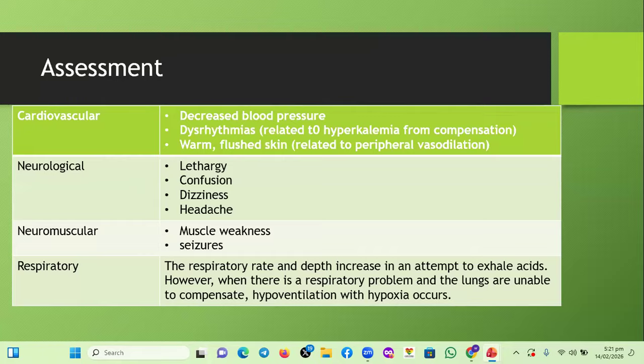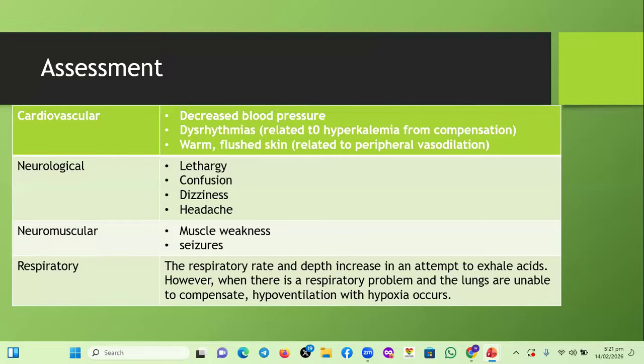So because of the excess hydrogen ion in the system, potassium tries to move from the cells into the blood so that it will push the excess hydrogen ions into the cells, and that could lead to the dysrhythmia.